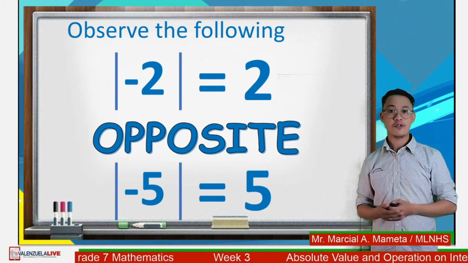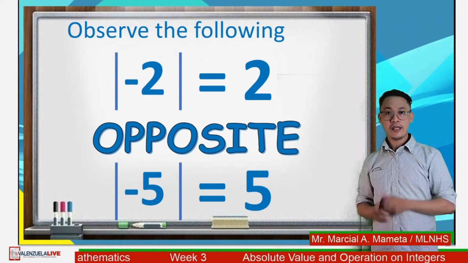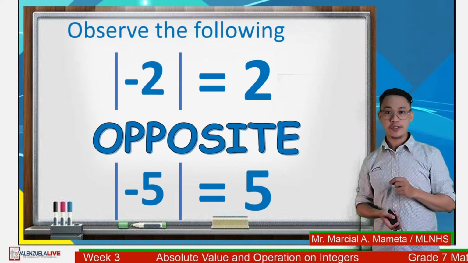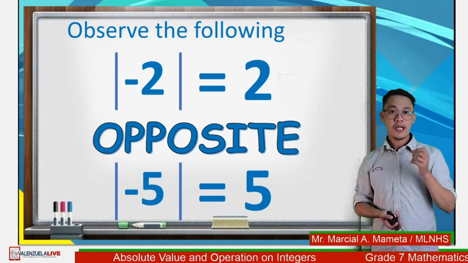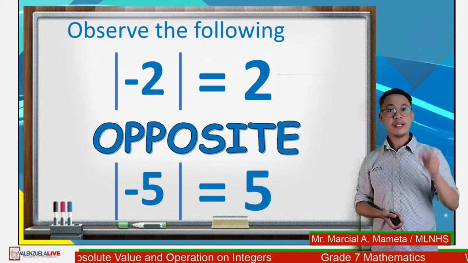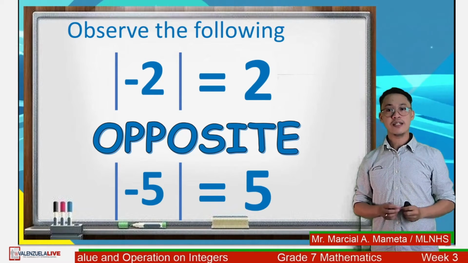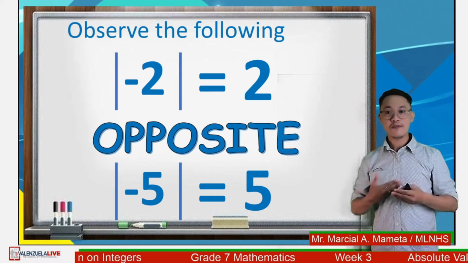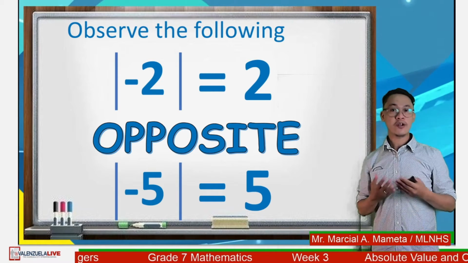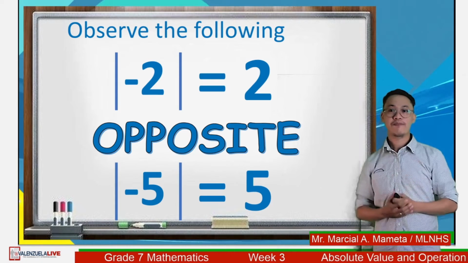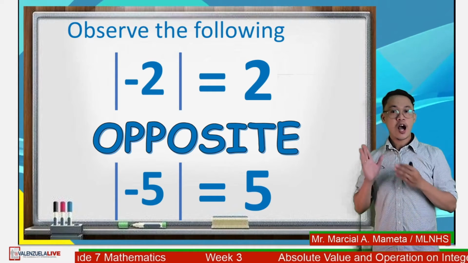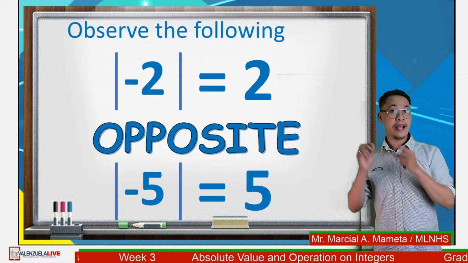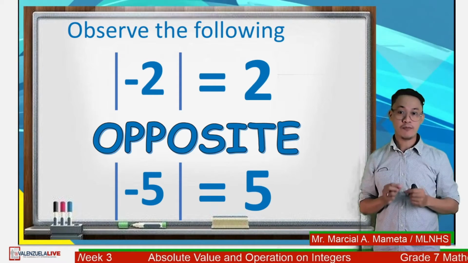And also the absolute value of 5 is equal to 5, since the distances of the input numbers, negative 5 and 5, from 0 is also 5. Notice that negative 5 and 5 have equal absolute values. So we can call them opposites. The opposite of 5 is negative 5. And the opposite of negative 2 is positive 2.